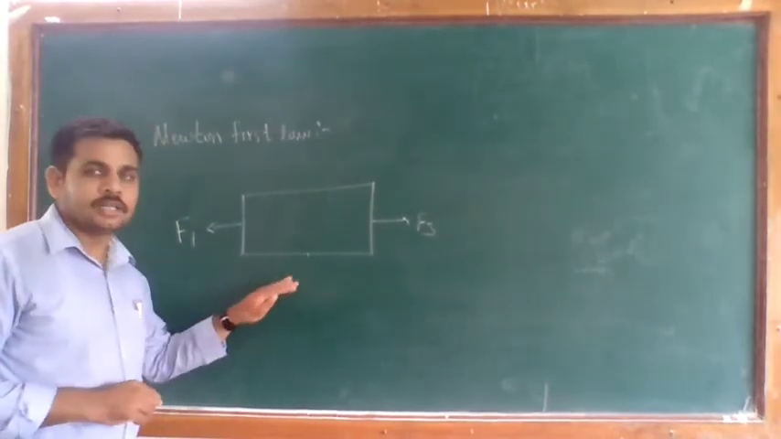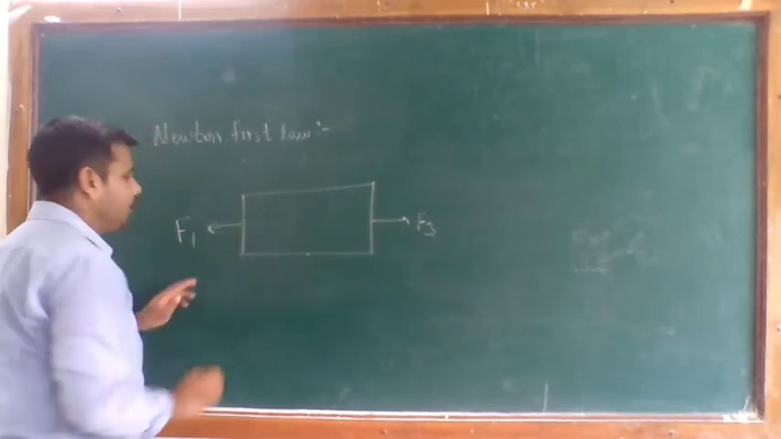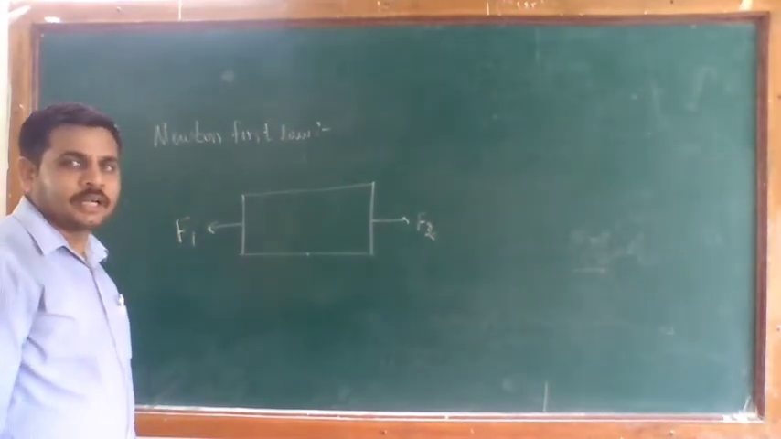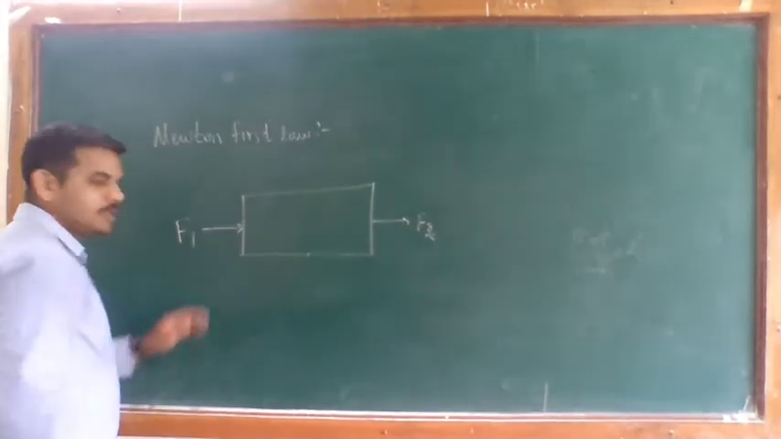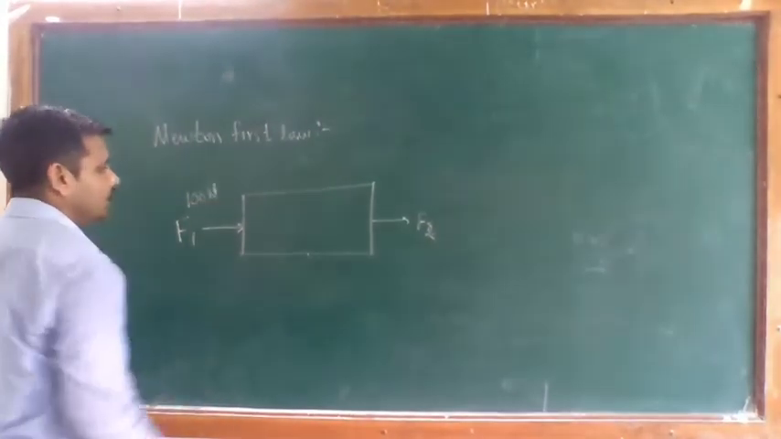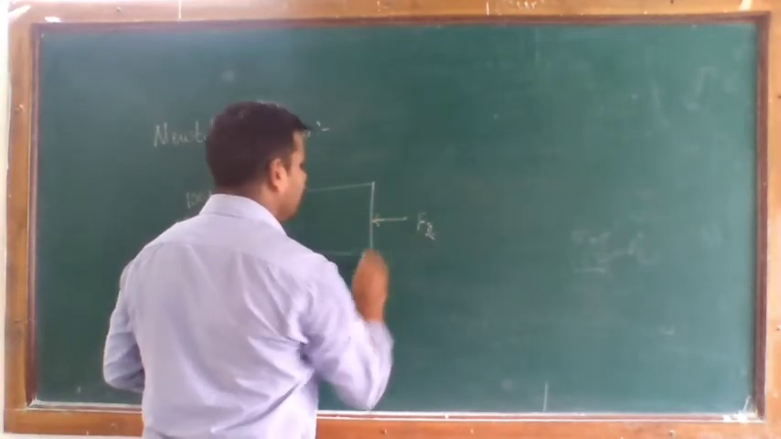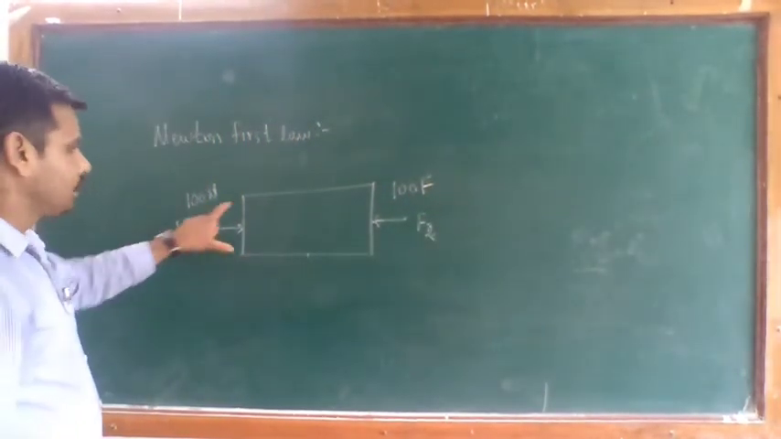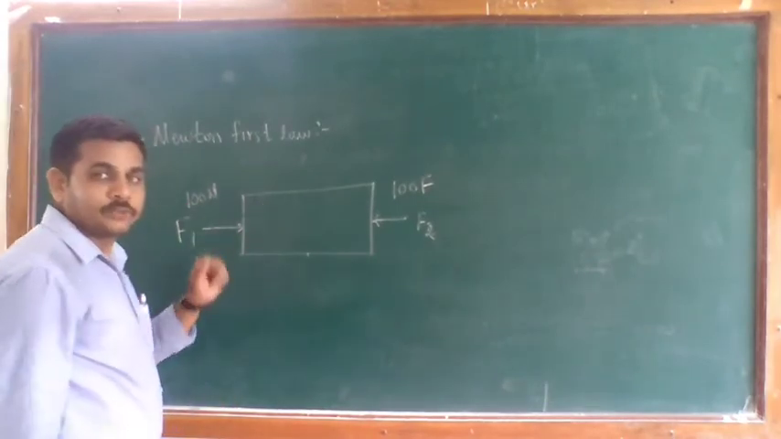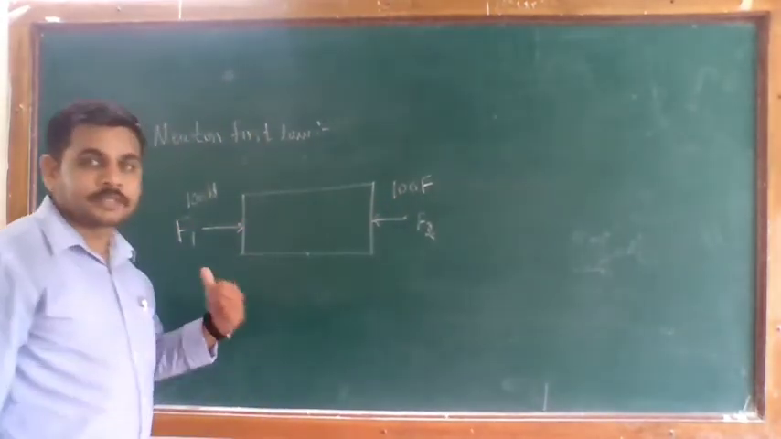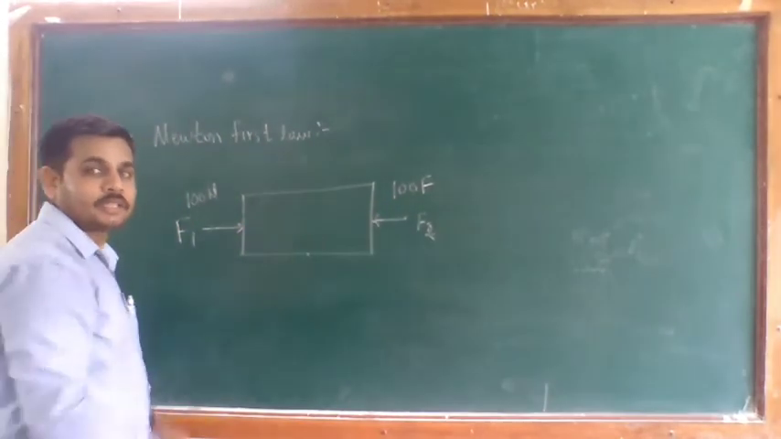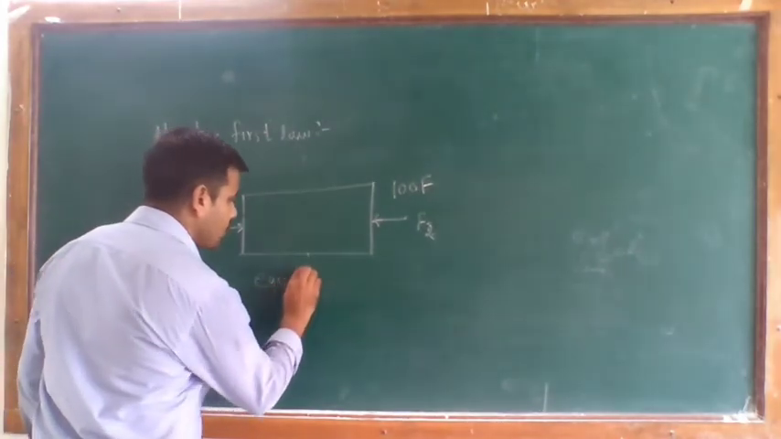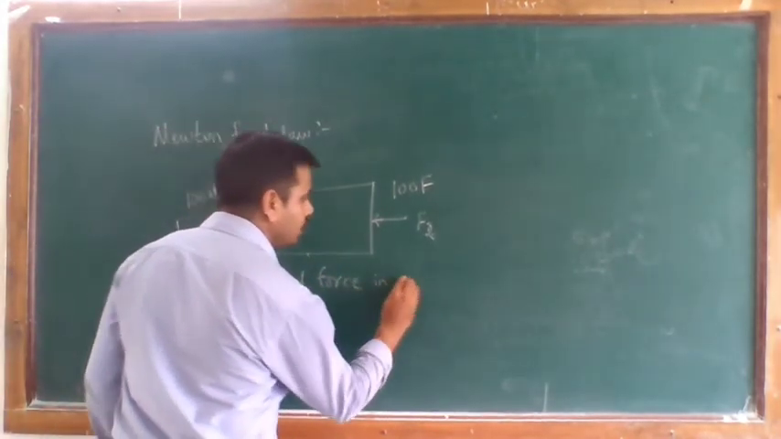Consider a block with two forces acting on it, F1 and F2. Say it is a car, and you apply a 100 Newton force on it, and in the same manner you apply the same force from the front and back side. So you apply 100 Newton from the back side and 100 Newton from the front side. Here you can see there is a balanced, equal force in opposite directions.